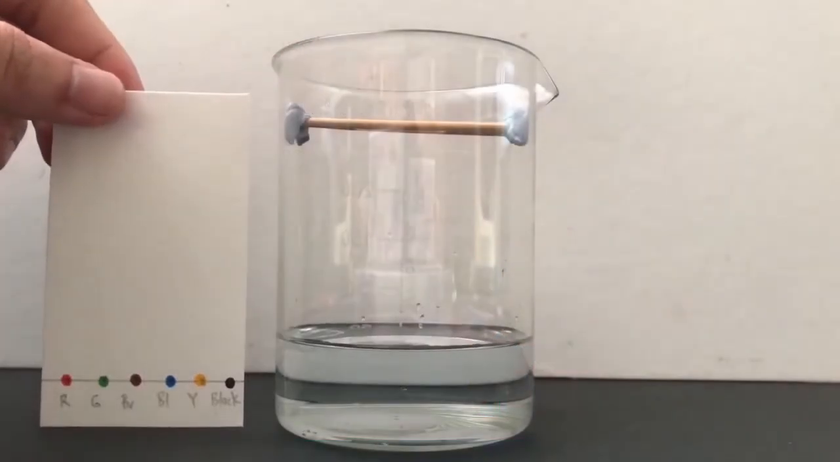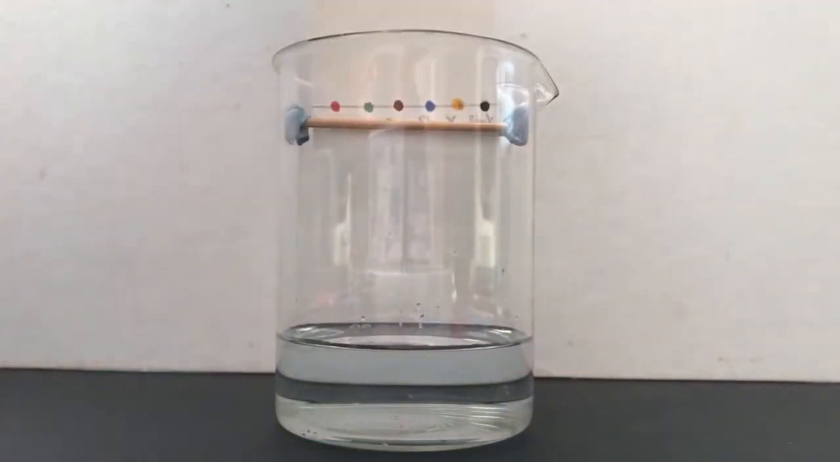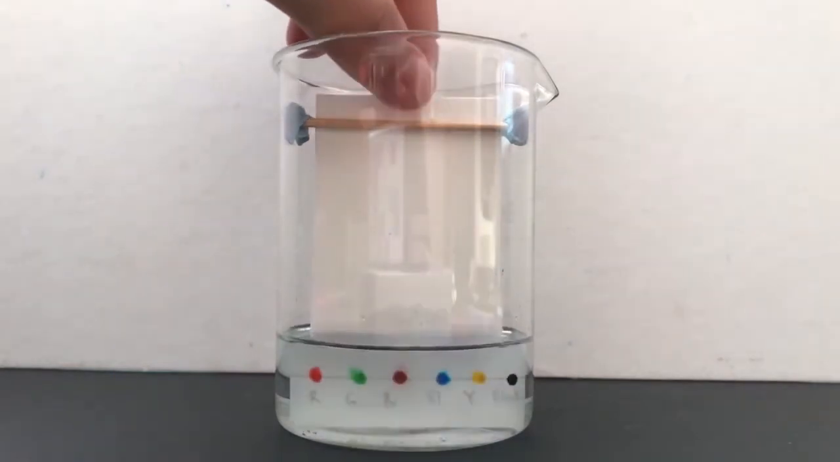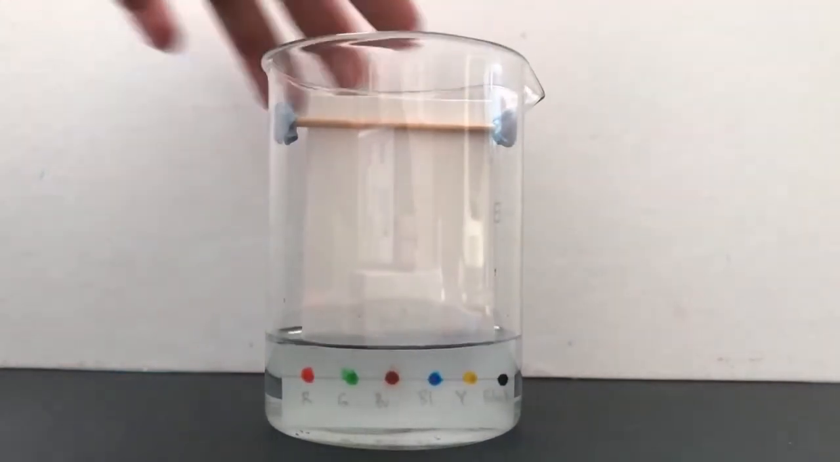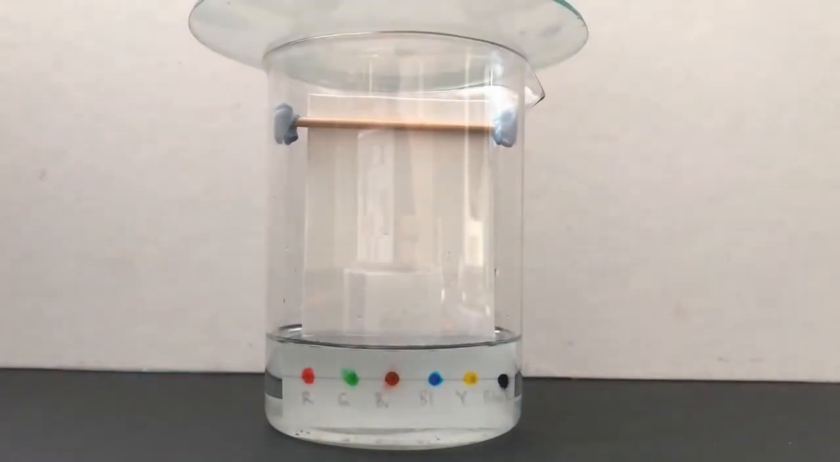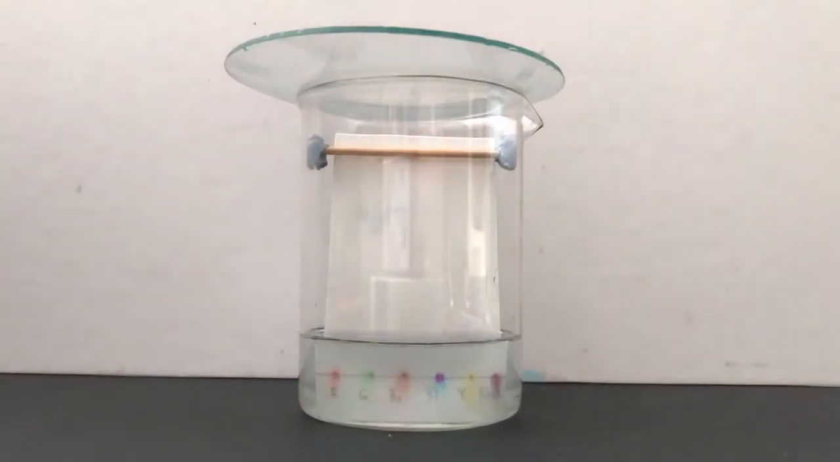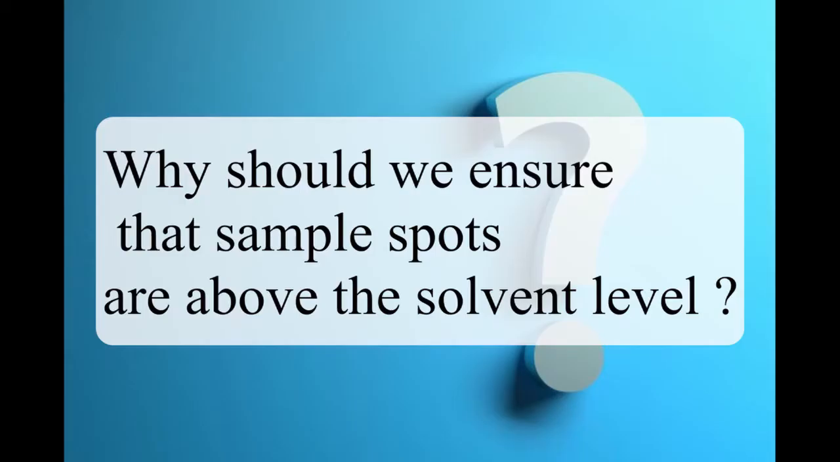Let us do this experiment one more time, but this time let's see what happens if the ink spots are below the solvent level. We observe that the different inks do not get carried up the paper but instead dissolve in the solvent. The inks cannot be separated. We should ensure that the sample spots are above the solvent level in order to prevent the sample from dissolving in the solvent before it is carried up the chromatography paper. This prevents the separation of components of the mixture.